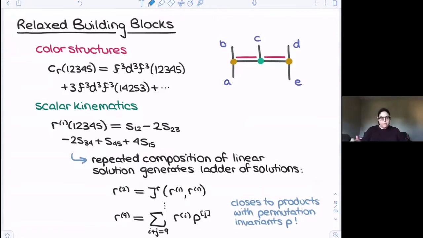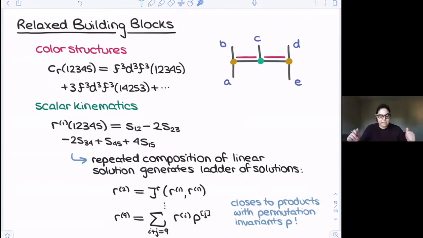And we're going to start with relaxed instead of adjoint, and that reason will become clear soon. So relaxed, again, just as a reminder: Jacobi on both internal edges, anti-symmetric outer vertices, but it's this weird central vertex that's symmetric. So as I said before, it's not quite F3, D3, F3 color. You need a linear combination of these objects in order to make it satisfy Jacobi.